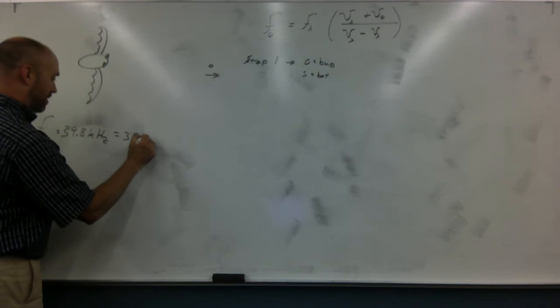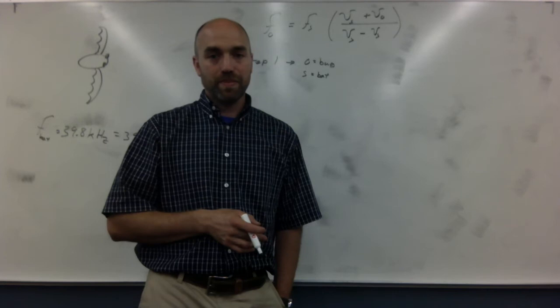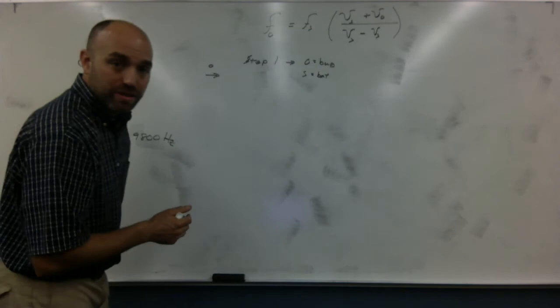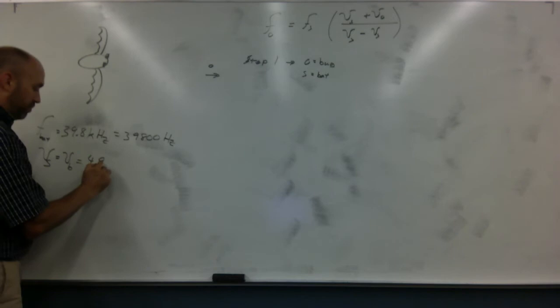So this is 39.8 kilohertz, which is way higher than you and I can hear. So it tells you that frequency. And does it tell you the speed of the bat? Yes. Okay, so the speed of the source in this case, which is the speed of the bat, is what now? 4.95 meters per second. So let's plug all this in up here.